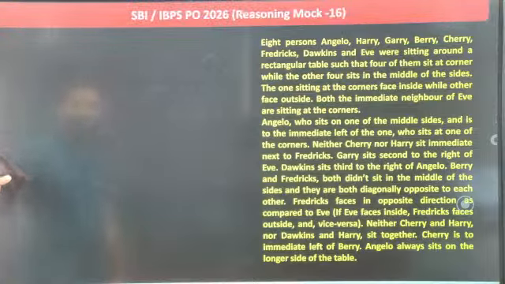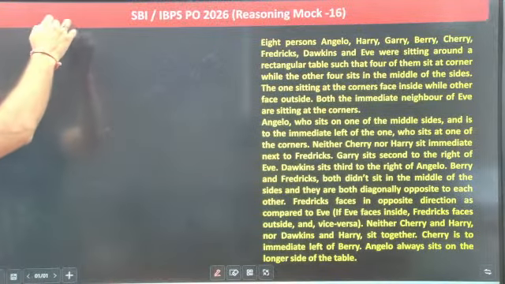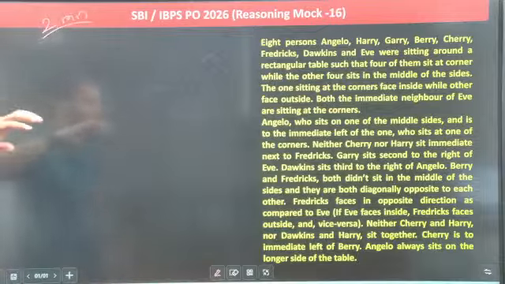Alam, give it a try. I want an answer from your side also. 8 persons. Let's take 2 minutes. After 2 minutes, we'll start solving and you can continue.